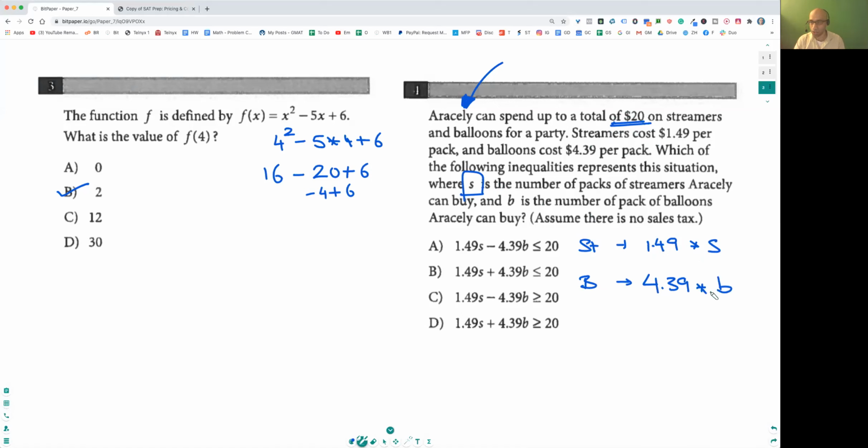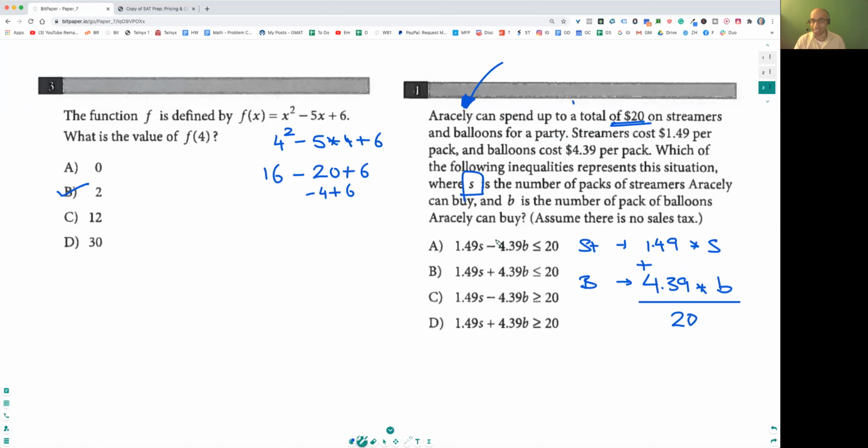S is the number of packs for the streamers, and this is B. So the total cost is just going to be, you multiply this and you multiply this. Very, very standard way to solve it. And then that's going to be your total value: 1.49 multiplied by the number of streamers, plus this, and just add them together, and that should be equal to 20 or less. Can spend up to a total of 20.